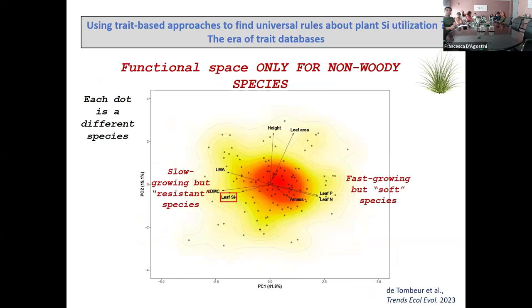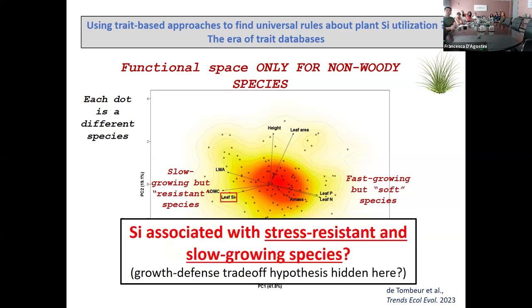After that, I tried to do the same only with non-woody species. And when you do that, you see that leaf silicon is very well correlated with leaf mass per area and leaf dry matter content, which is basically your fiber tissues and the density of your leaf, and negatively correlated with leaf phosphorus, nitrogen, and photosynthetic rates. And it is not correlated to the plant size gradient, right? This time silicon was not a matter of plant height or whatever, because I am within the non-woody species. So it could mean that silicon evolved as a conservative trait, or at least as a trait that can be used to better resist stress in slow-growing species. So this is at least what we think.